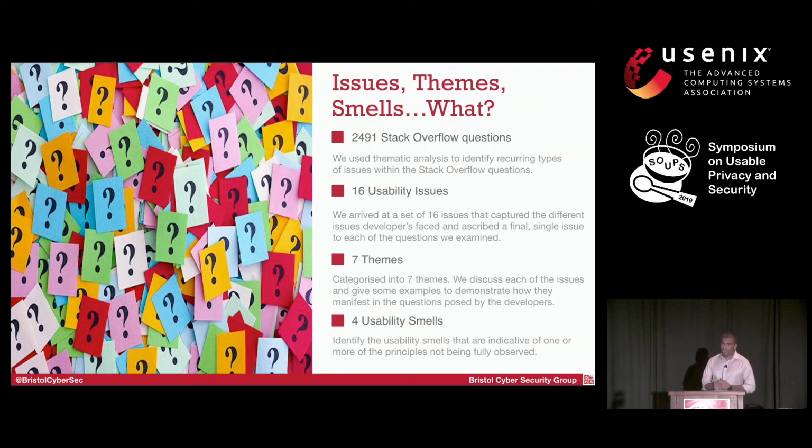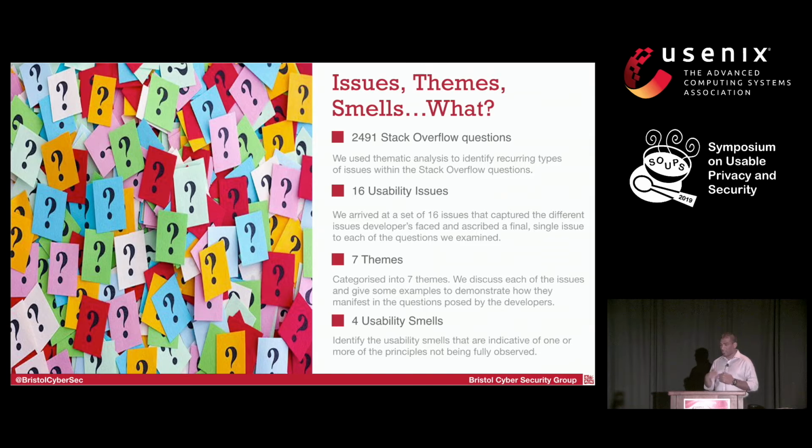So we started off with 2,491 questions, and we ran a thematic analysis on them to find the recurring issues developers face. And from this, we arrived at 16 usability issues. So these issues basically captured the core issue developers face when they're asking these questions. We categorized these 16 usability issues into 7 themes.